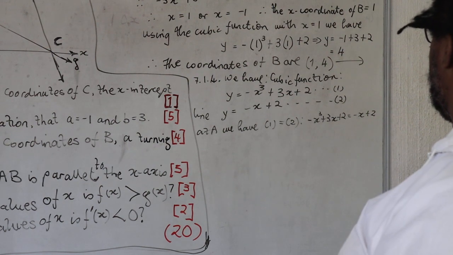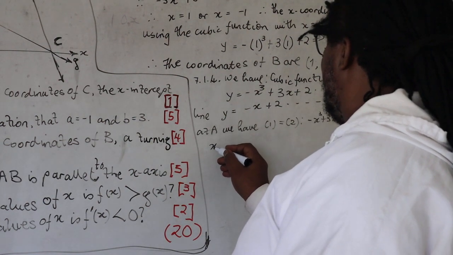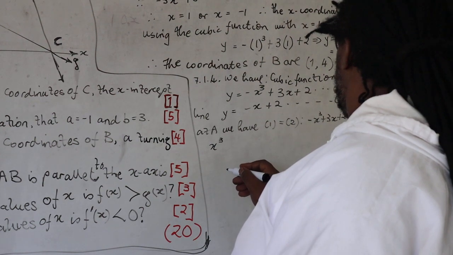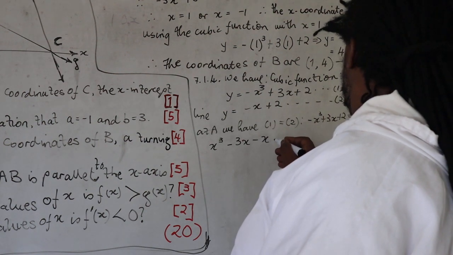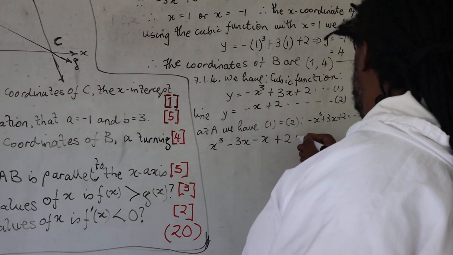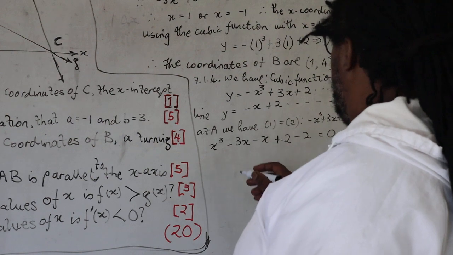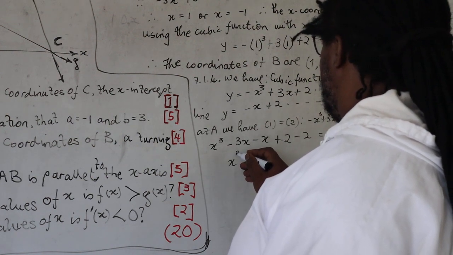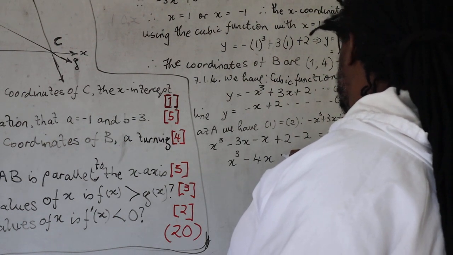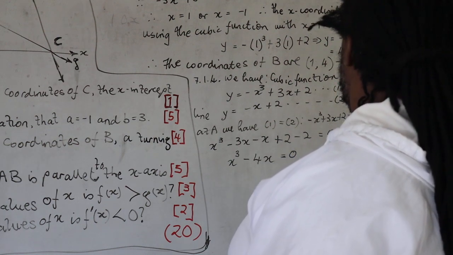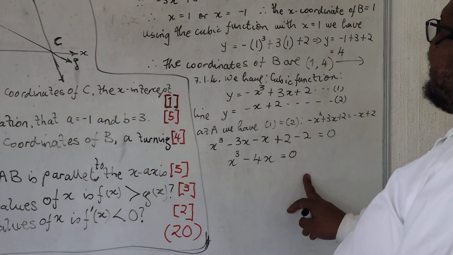Then let's take everything to the right hand side. So we will have x cubed minus 3x minus x plus 2 minus 2 is equal to 0. And then we have x cubed minus 4x plus 2 minus 2 is 0 is equal to 0. So if you notice here, we have x cubed minus 4x is equal to 0.